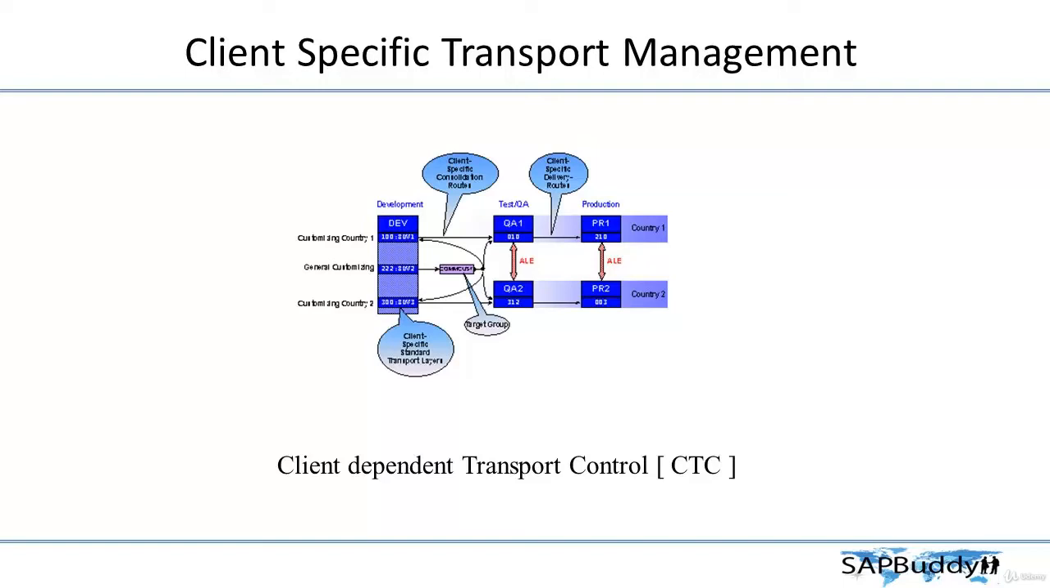Or you can have two different routes, one for customizing and one for development. That's also possible, but that will make things quite complicated. In my personal view, I will keep it in one specific target group, which is client-specific. Development and customizing go together, so that the targets will be determined quite easily and you do not have the problem of missing some transports.